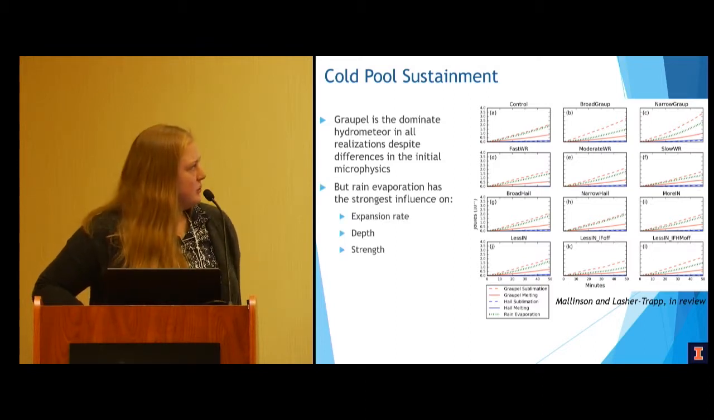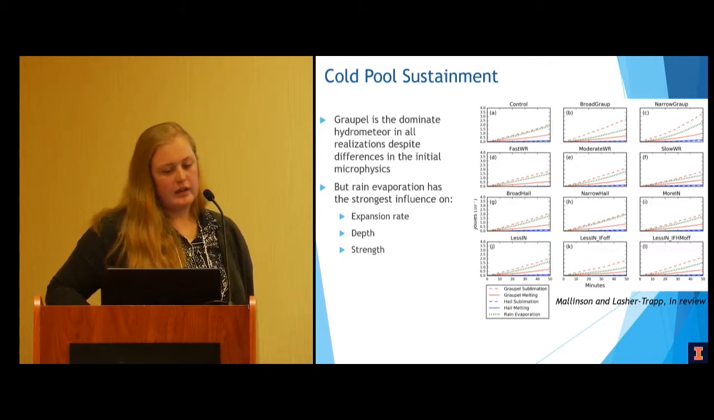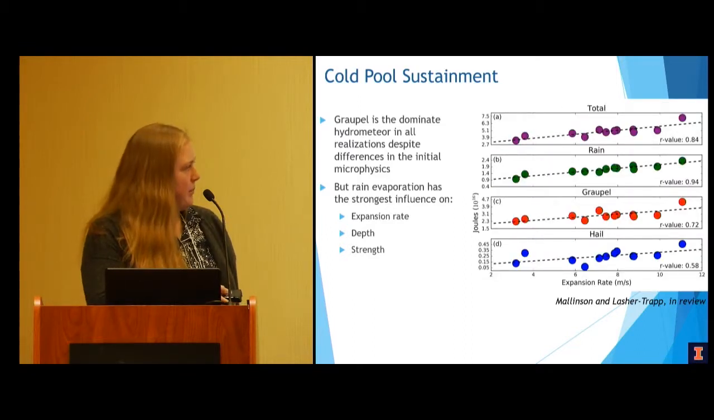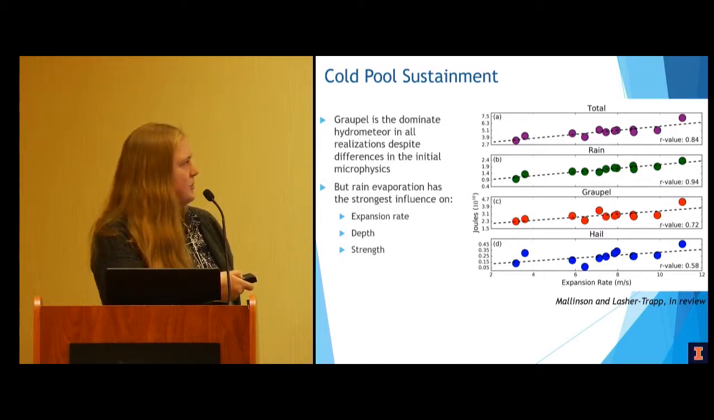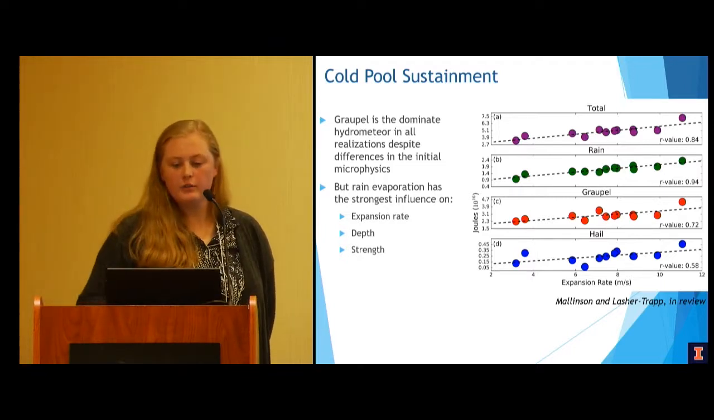But what we also saw was that, even though graupel is the most prominent hydrometeor within the downdrafts, rain evaporation has the strongest influence on the cold pool properties we looked at, which are expansion rate, depth, and strength. Here each dot represents a simulation. We have the total latent cooling, rain evaporation, graupel melting and sublimation, and hail melting and sublimation. This is expansion rate for this plot, and you can see that the rain evaporation term is pretty well correlated between the expansion rate and the amount of cooling that's occurring.